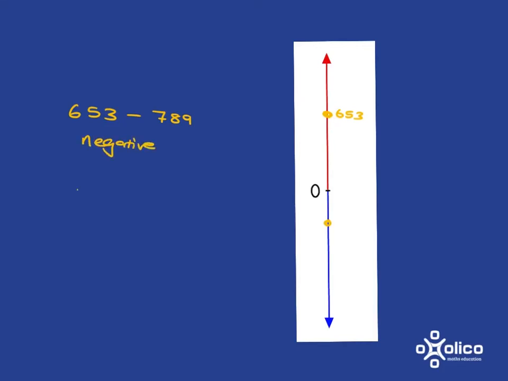In contrast, I hope it's quite easy for you to see, if say we did something like this one, what we would be doing is starting at 653 and only going down 282 steps, which is just a small amount, and so we'd end up being positive.